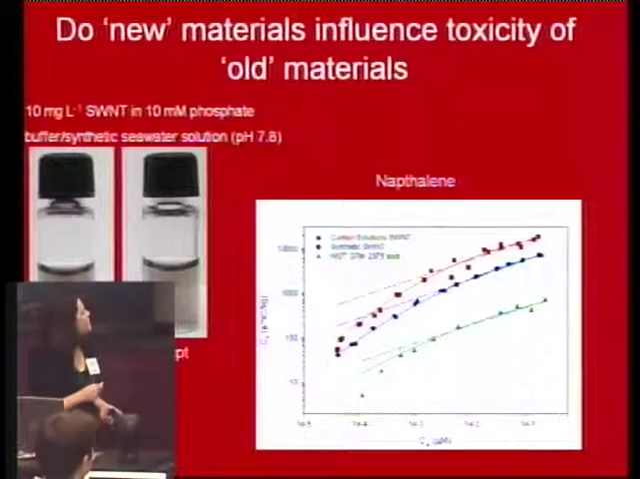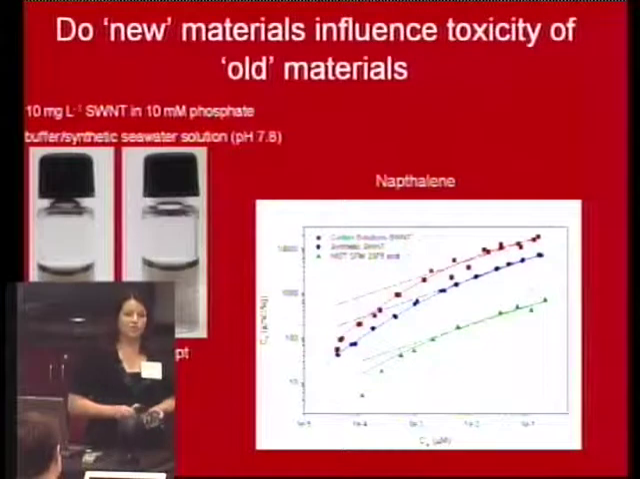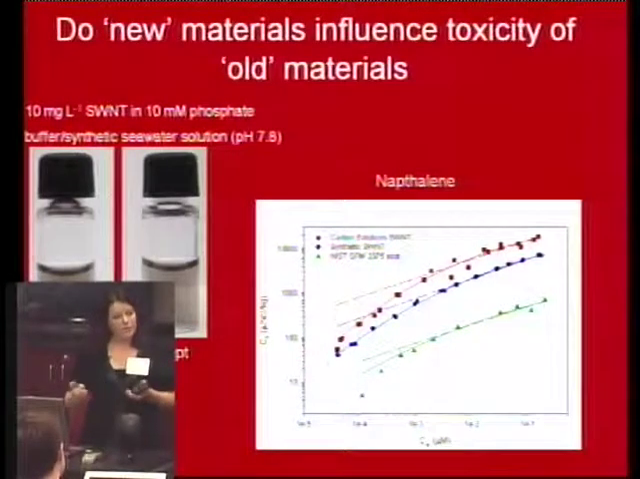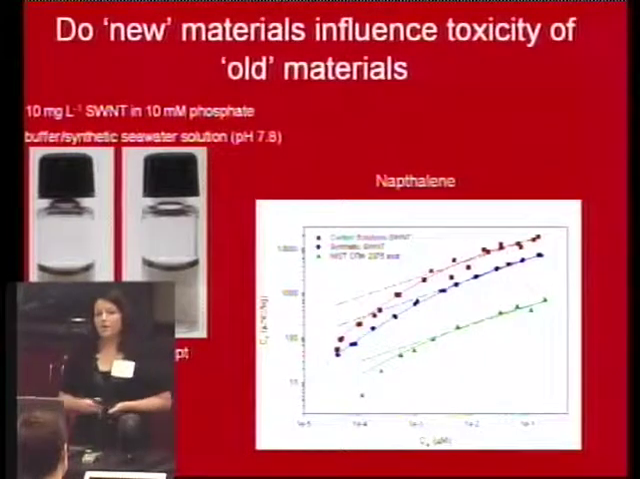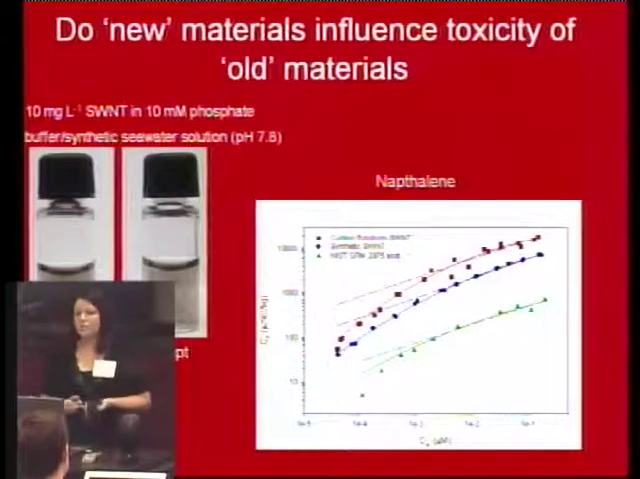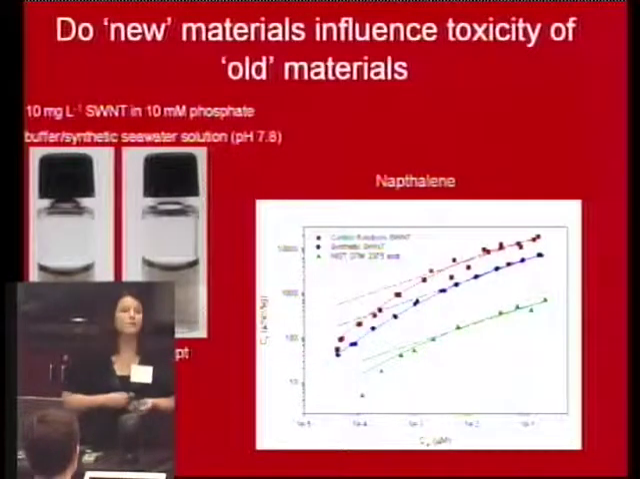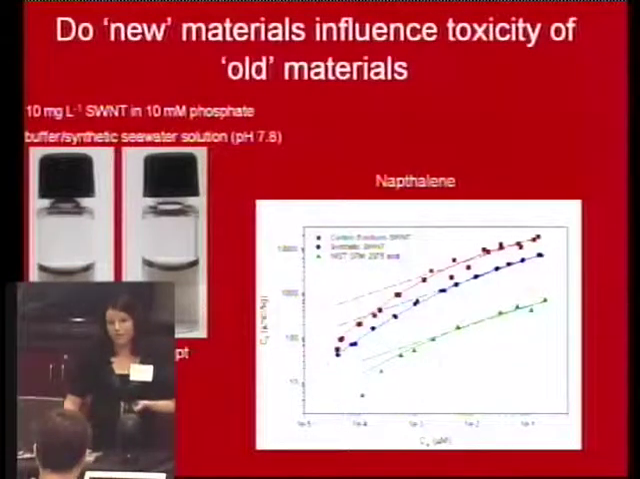Another point I want to make is, do new materials influence toxicity of old materials? So there's a group looking at the interaction of carbon nanotubes with known contaminants such as PCBs and PAHs and so forth. And it turns out, and that's what this data shows here, but the take-home message is that they sorb very highly to PAHs and PCBs, more so than they do to soot. Okay, so how does that now change things like bioavailability in the environment?